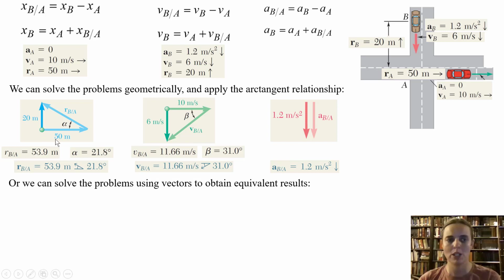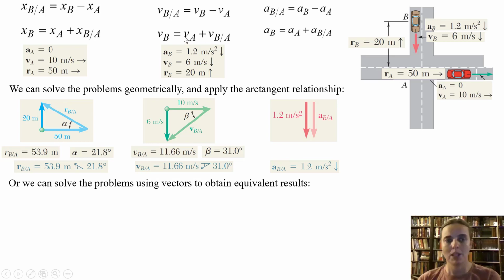So remember your SOHCAHTOA. It's just a right triangle. But actually draw these vectors out and add them head to tail. So there's our 50, there's our relative motion, and you're adding vectors together here.